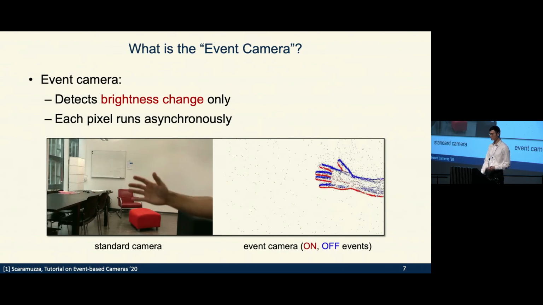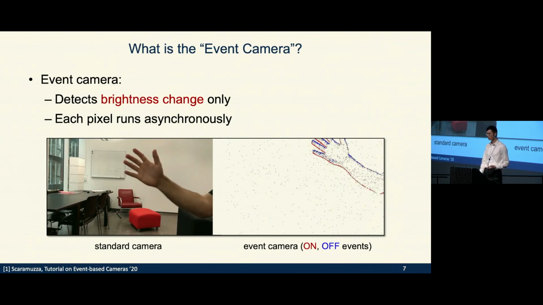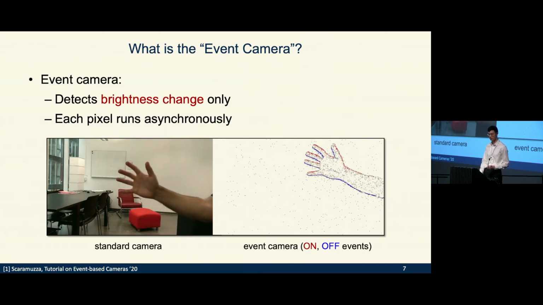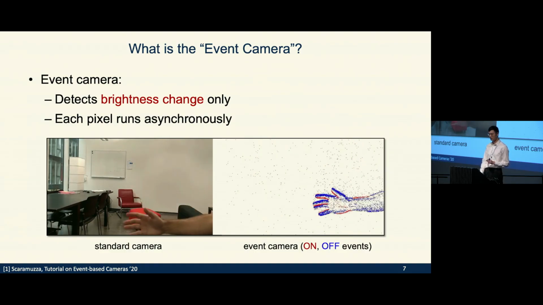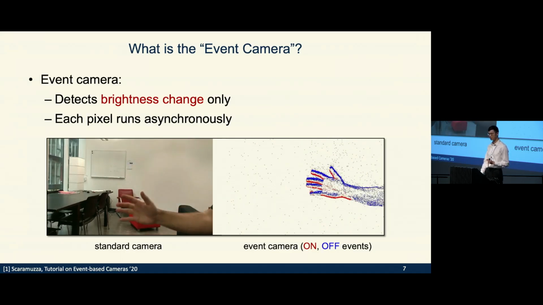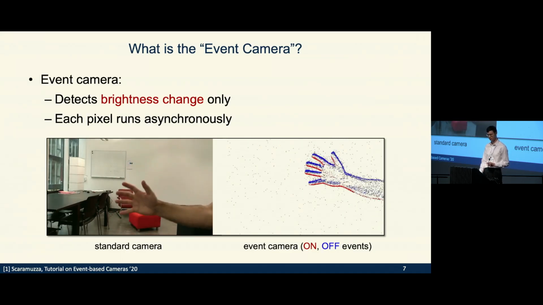So an event camera is a very special type of camera which only records brightness change asynchronously. In the right video at the bottom, you can see only the moving hand is captured by the event camera, compared to the video taken by the standard camera. But why do we want to use an event camera?